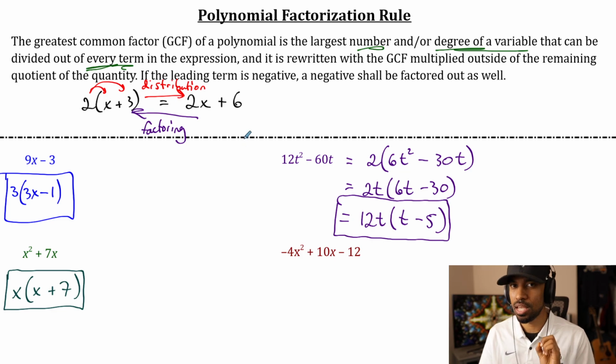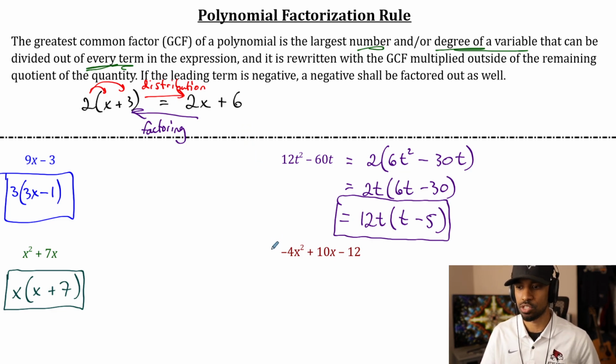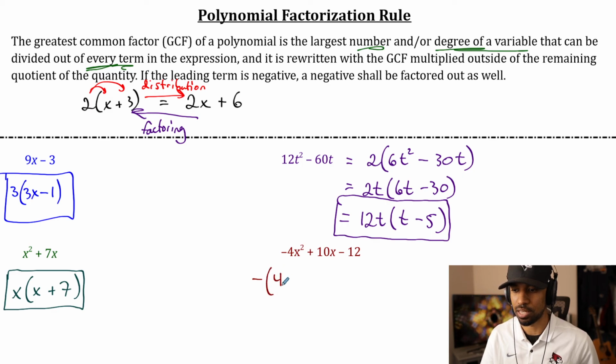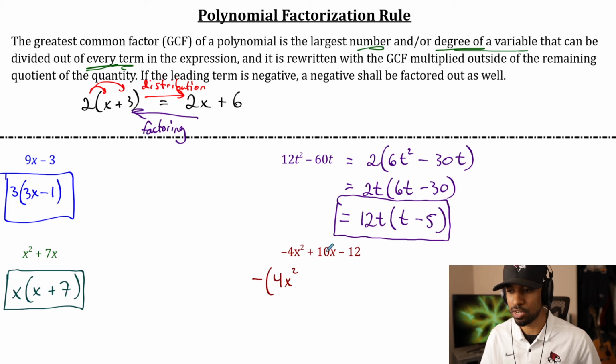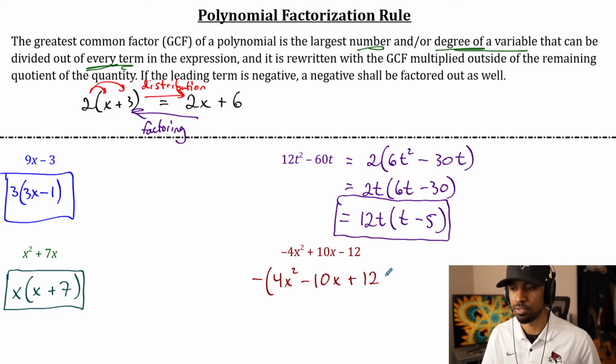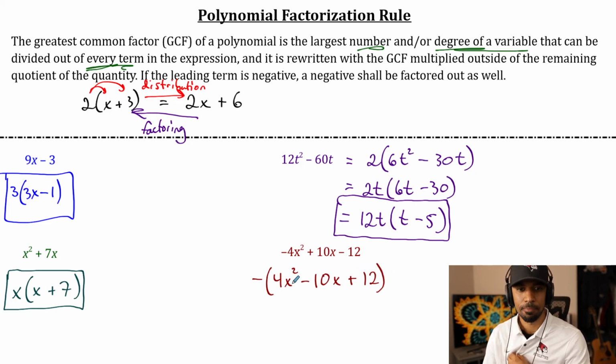If the leading term is negative, please factor out the negative with it. So I'm just going to start by factoring out the negative only. Just make sure you understand that. When you factor out the negative, all the signs change. Negative turns into positive, positive turns into negative, negative turns into positive. Make sure you factor out that negative.